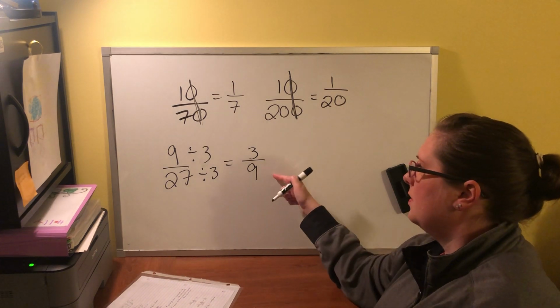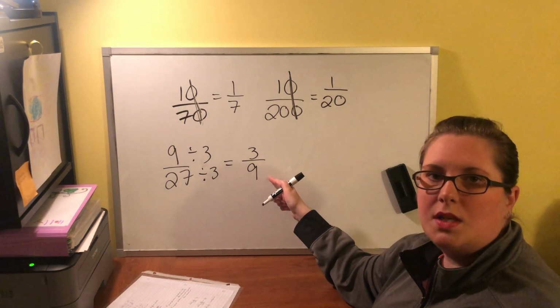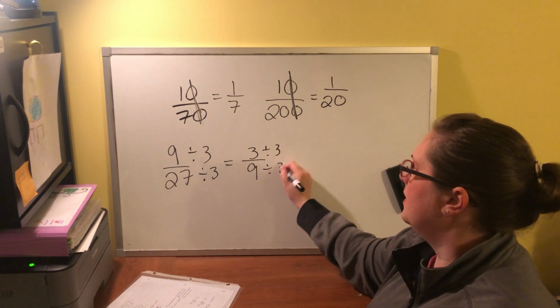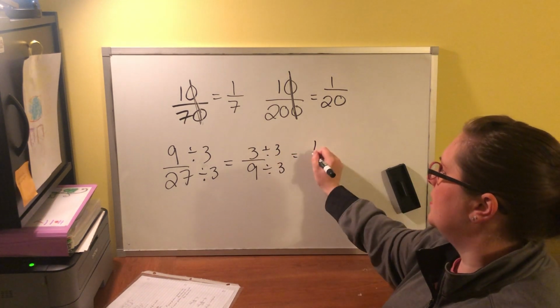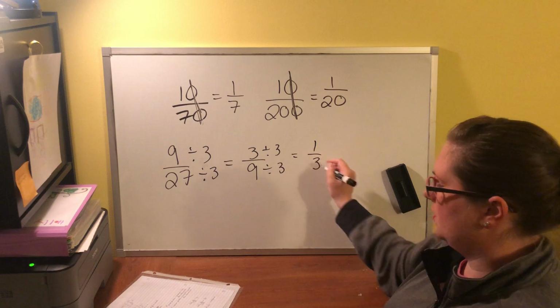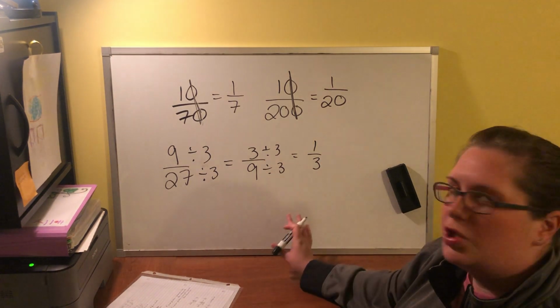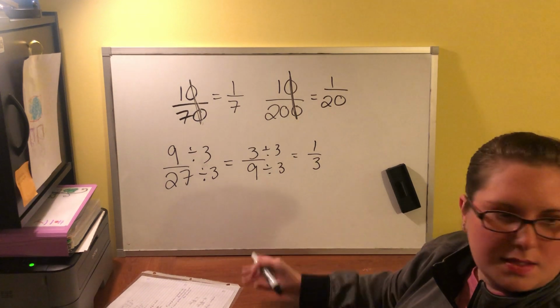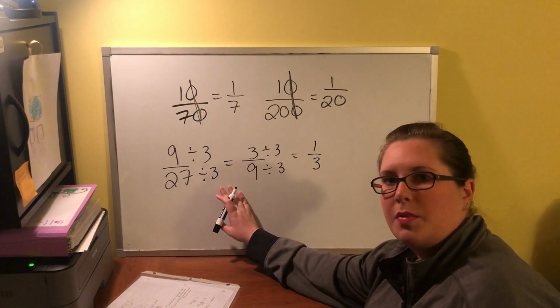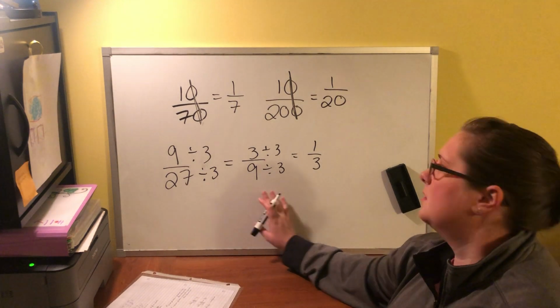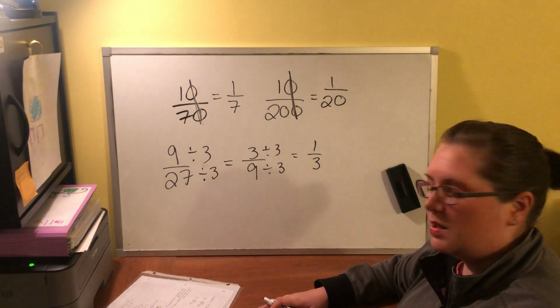Well, does anything go into 3 and 9? Oh yeah, it goes one more time, right? 3 goes into both the numerator and the denominator. So 3 divided by 3 is 1, and 9 divided by 3 is 3. So 1/3 would be your final answer. That's why I say it's important to double check your answer, because let's say you weren't sure, you started with a low number, and then you realized, hey, this goes one more step. That's fine. Take that extra step to get the final answer.